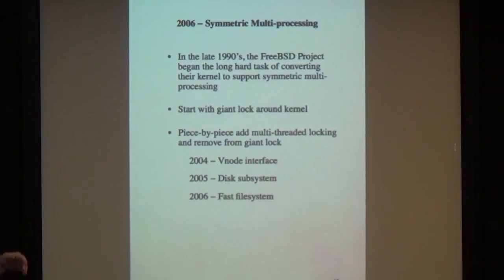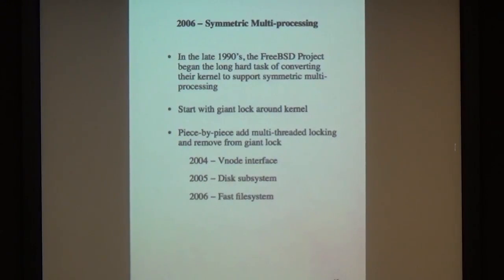So it started as usual with a giant lock around the kernel. It's sort of like one CPU can run the kernel and all the other CPUs can't, effectively. That works up to n equals 2, because about half the time seems to be spent in the kernel. As soon as you got past 2 CPUs, the giant lock didn't work very well. So what ended up happening, on a system call by system call basis, is the giant lock got replaced with finer grain locking.